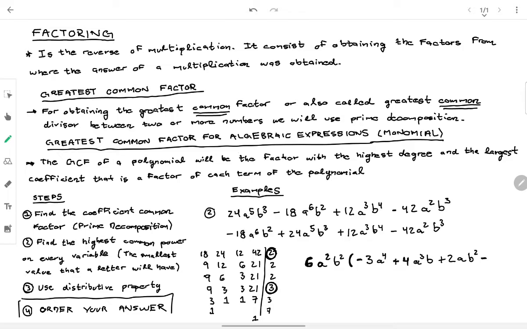And on the last one, it's going to be minus, in this case, 6 to become minus 42. Then 6 times 7 is 42. In the case of the letters, a squared to become a squared, we don't need anything. B squared to become b cubed, we need a b.